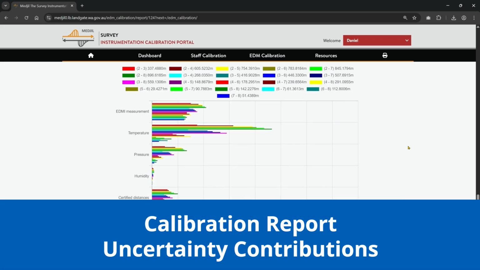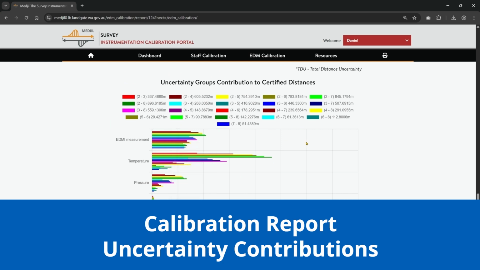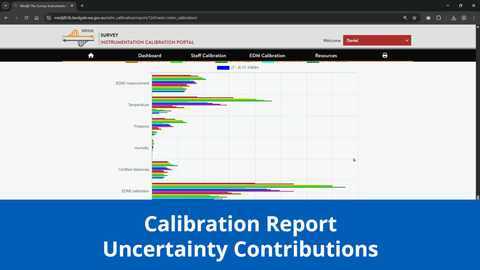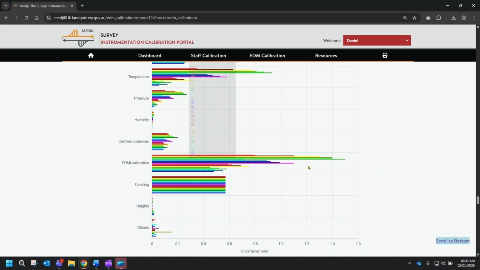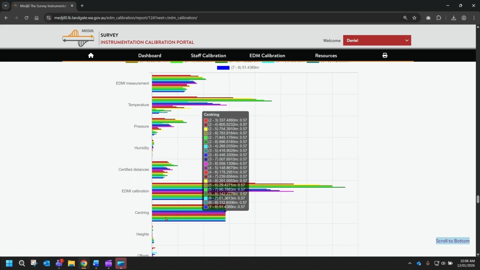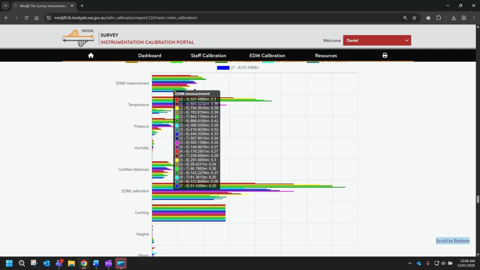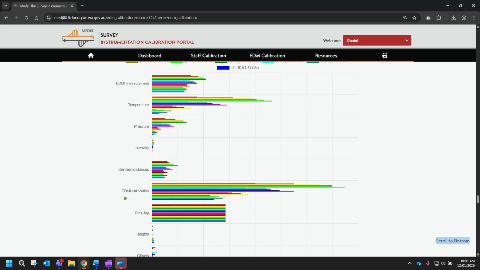Then we have a little table here that talks about the uncertainty group contributions to certified distances. One of the biggest things about this table you need to keep an eye on is this scale down here. Sometimes if you have some sort of error, this scale number will go up to, I don't know, say 5, for example. And these offsets, the heights, centering, all of these will be barely visible, and it might show you maybe that it's your temperature, or maybe that it's your EDMI calibration that's causing a lot of the error. And that can be used to sort of problem solve your adjustment.